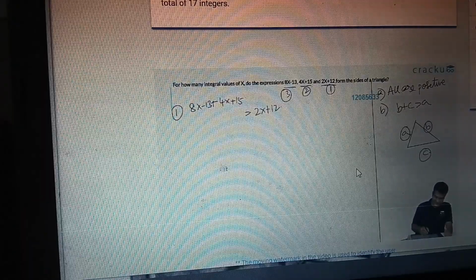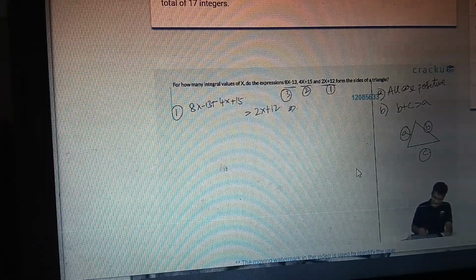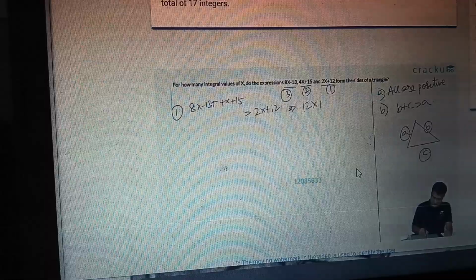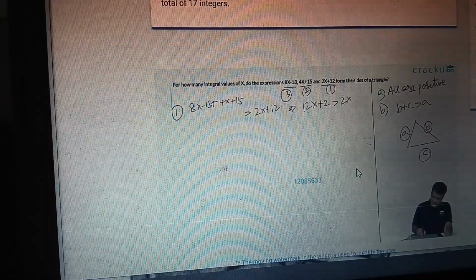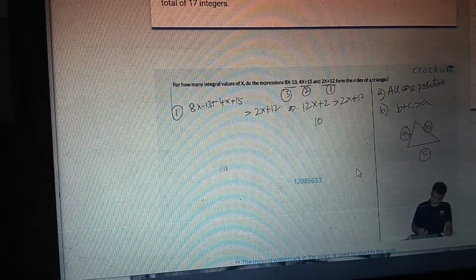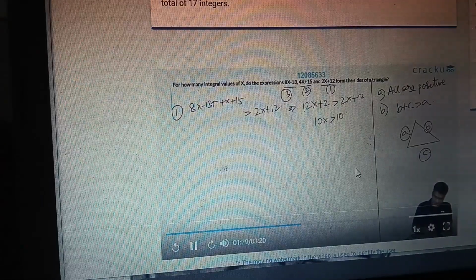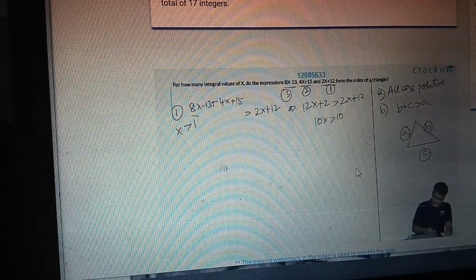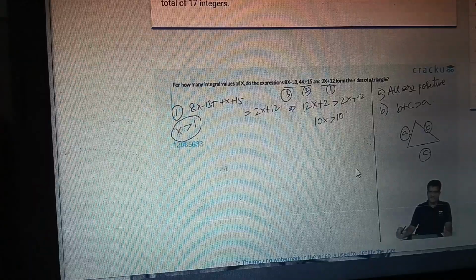If you simplify the left hand side, this would imply that 12x plus 2 is greater than 2x plus 12, or 10x has to be greater than 10, or x has to be strictly greater than 1. This is the implication of the first inequality.